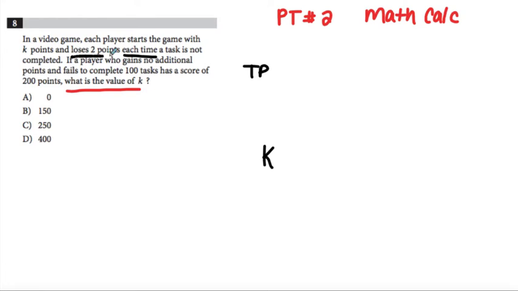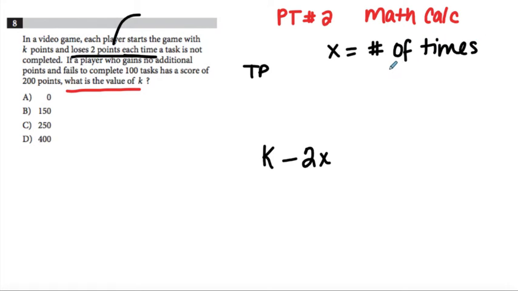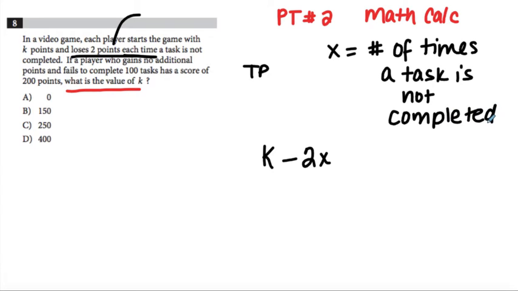Right there, I lose 2 points each time. That's constant. So that's like a slope. So I'm going to lose 2 points each time, and I'm going to call that 2x. So x is going to be the number of times a task is not completed. So that's like my expression. Well, that's going to actually give me my total points.